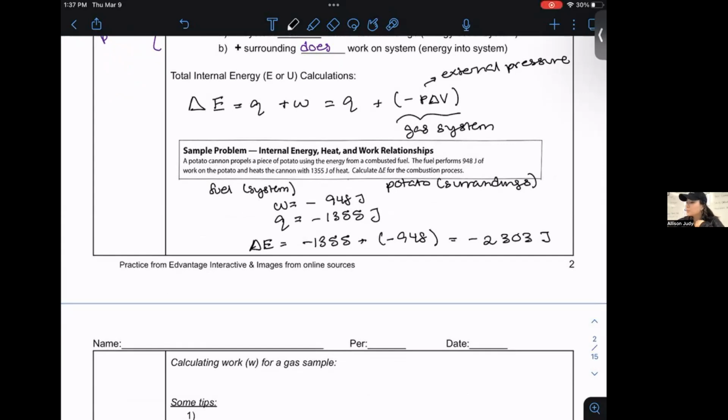Because from the system's perspective, work is done, so it loses energy. The system does work on the potato. That's like exerted energy. Yes, kind of. It's a little hard to say that there was any distance covered here, but think about where the energy goes. Yeah, it's usually from the reaction that's happening. So it's from that perspective.